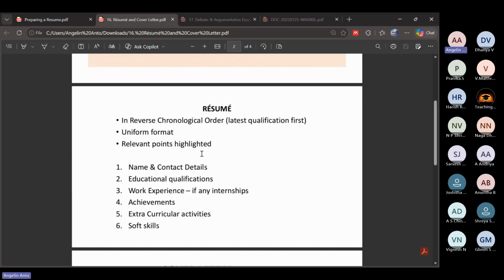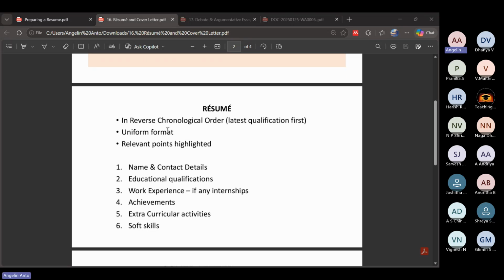So some important points to look at in your resume: it should be in reverse chronological order, which means your latest qualification first. I went to college and school, right? So I would first mention SMU Chennai University, and then I would mention school. Reverse chronological means reverse time order, so your most recent achievement or qualification. If I'm in a job now, I would list them as 2026, this job, 2024, this job. So it will be reverse chronological order.